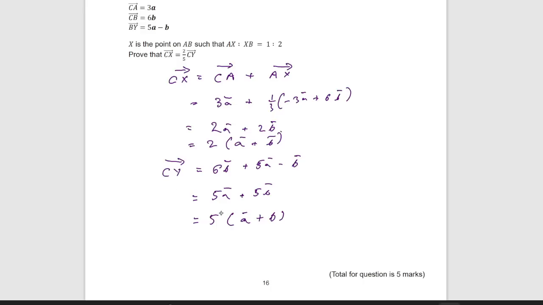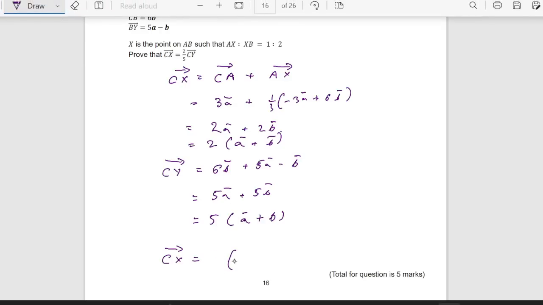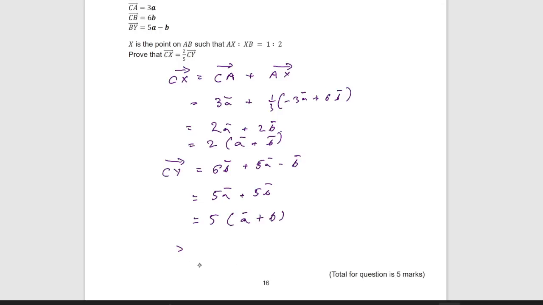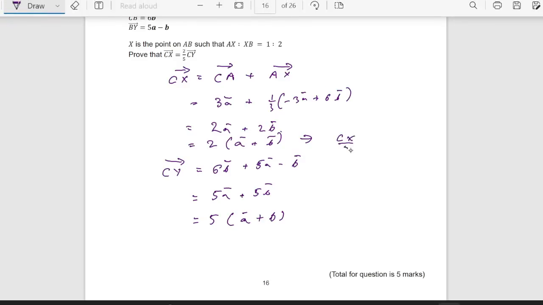So in effect, I can say that CX is going to be equal to 2/5. So I'm going to change this slightly just to make it easier to explain. So from here, that means then that CX over 2 is going to be equal to A plus B.